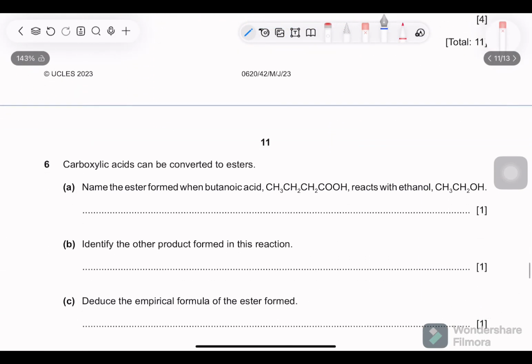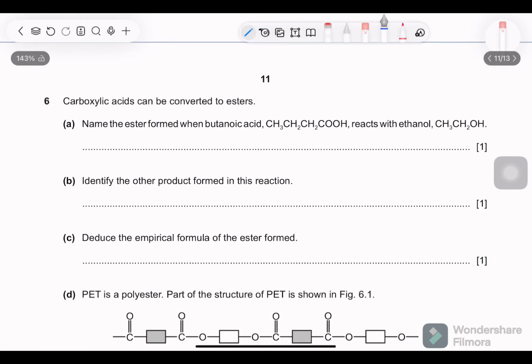Okay. Next, carboxylic acids can be converted to esters. Name the ester formed when butanoic acid reacts with ethanol. The formula is given. We know when writing the name, we write in this form that first the alcohol name comes depending on the number of carbon. Everything else remains the same. Ethyl butanoate will be the name.